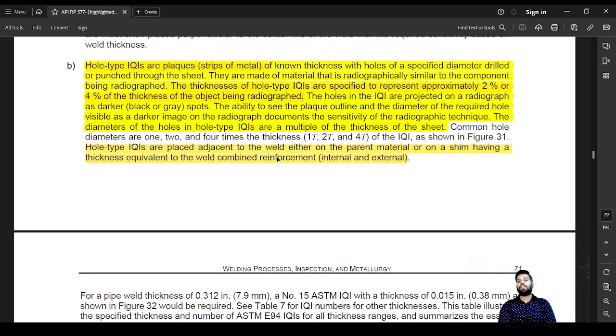Hole type IQI. Hole type IQIs are plaques of known thickness with holes of specified diameter drilled or punched through the sheet. They are made of a material that is radiographically similar to the material being radiographed. The thickness of the IQI is specified to represent approximately 2% or 4% of the thickness of the object to be radiographed. The holes in the IQI are projected on the radiograph as darker areas. The ability to see the plaque outline and the diameter of the required holes in the darker image documents the sensitivity of the radiographic technique. The diameters of the holes are multiples of the sheet thickness. The hole type IQIs are placed adjacent to the weld, either on the parent metal or on a shim having a thickness equivalent to the weld combined with the reinforcement of the metal.